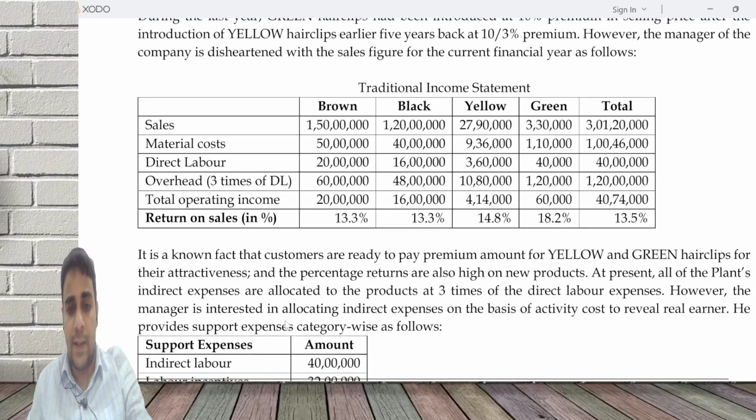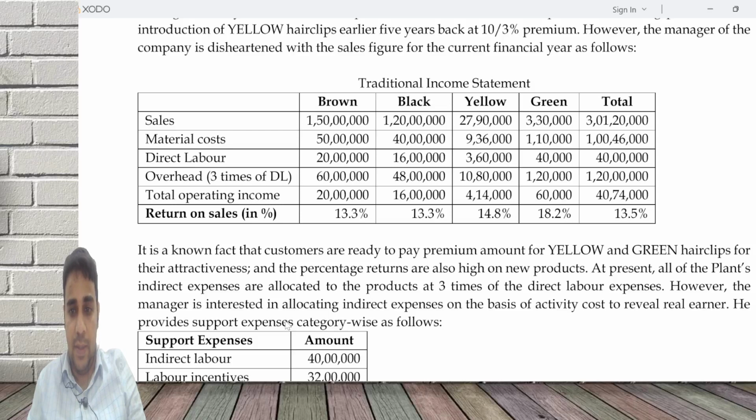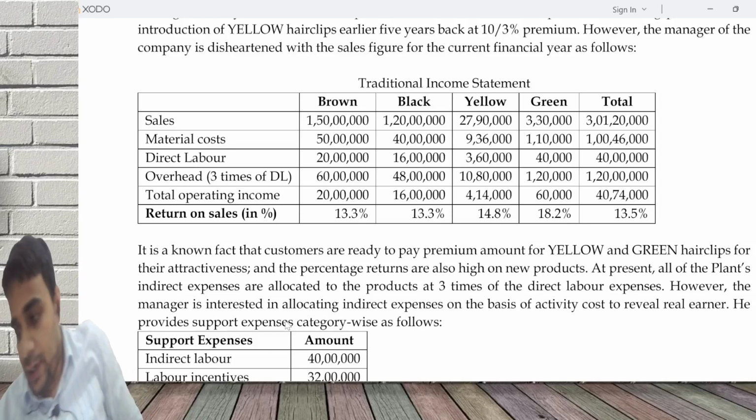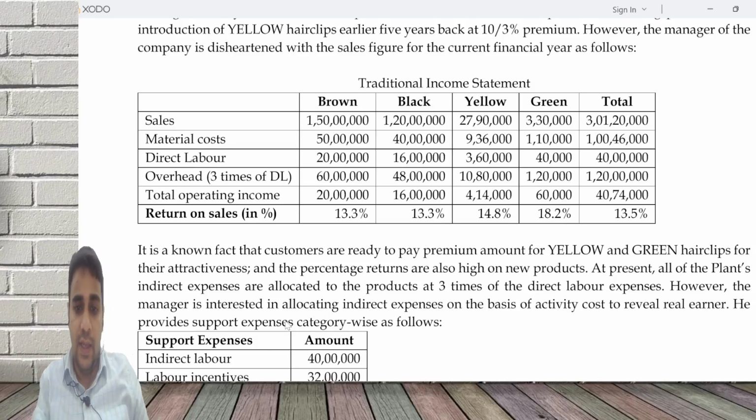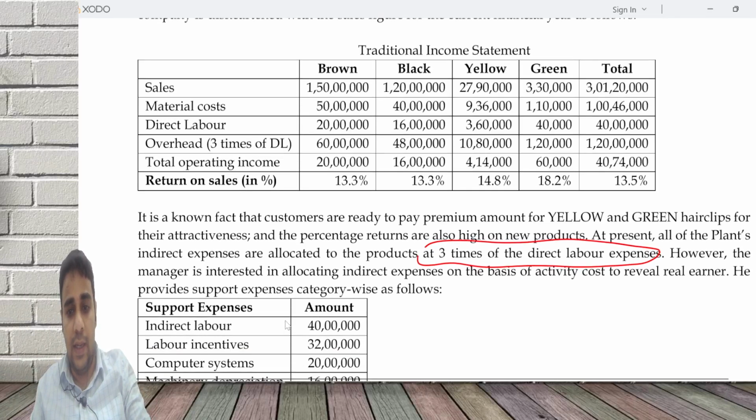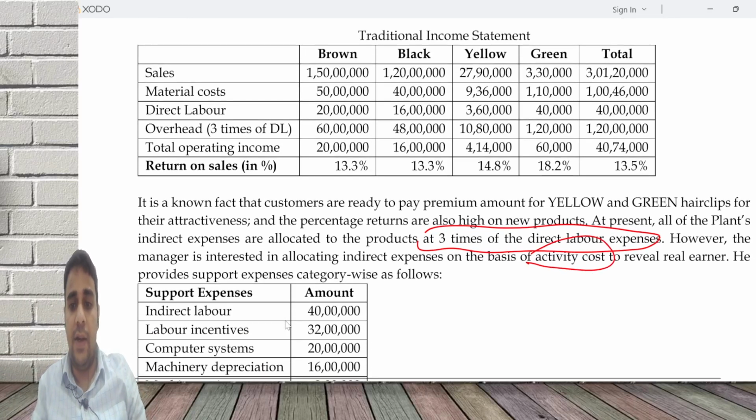It's a known fact that customers are ready to pay a premium amount for yellow and green for their attractiveness, and the returns are also very high. At present, the recovery rate of overheads is three times of the direct labor expenses. So whatever is the direct labor expense, the recovery rate for that is three times. Manager is interested in allocating on the basis of activity based cost.